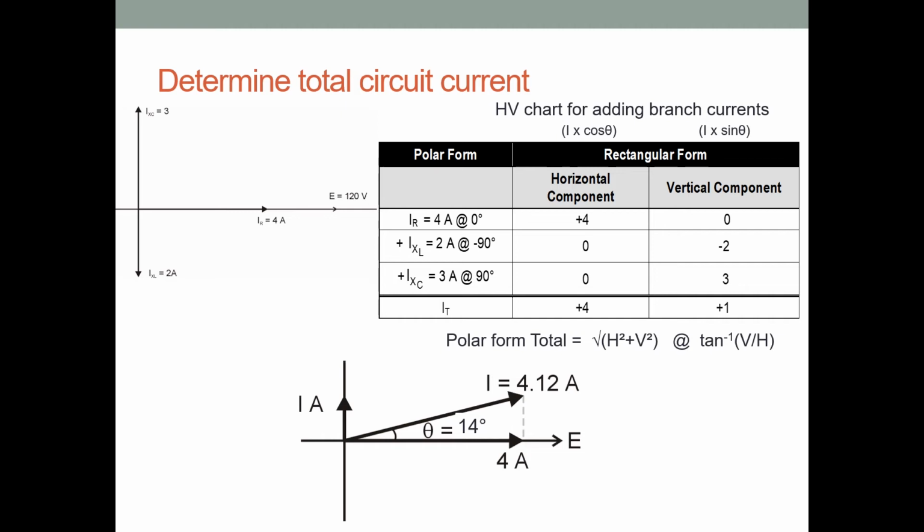Method 2 is to use the HV chart, in which case we want to put each ampacity at their angle onto our chart and figure out the horizontal and vertical component. This is essentially the same methodology where we will still have a total horizontal component of 4. I have a total vertical component of +1, therefore we can still use our trigonometry and our Pythagorean theorem in order to figure this out.